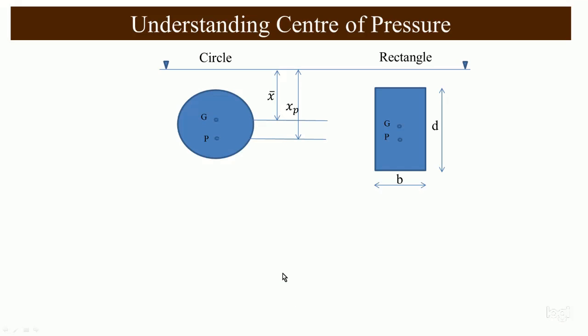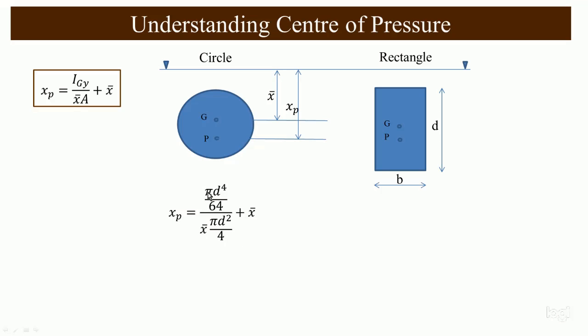We will see how we will understand the center of pressure and center of gravity in the case of two simple shapes. We have xp is equal to Igy by x bar A plus x bar. So now here we say that the depth, this G and P, as we go below, how it varies we will see. Now xp, in the case of a circle, Igy is pi d power 4 by 64, and x bar is x bar, and A is pi d square by 4, plus x bar. Now this comes as xp is equal to d square by 16 x bar plus x bar.